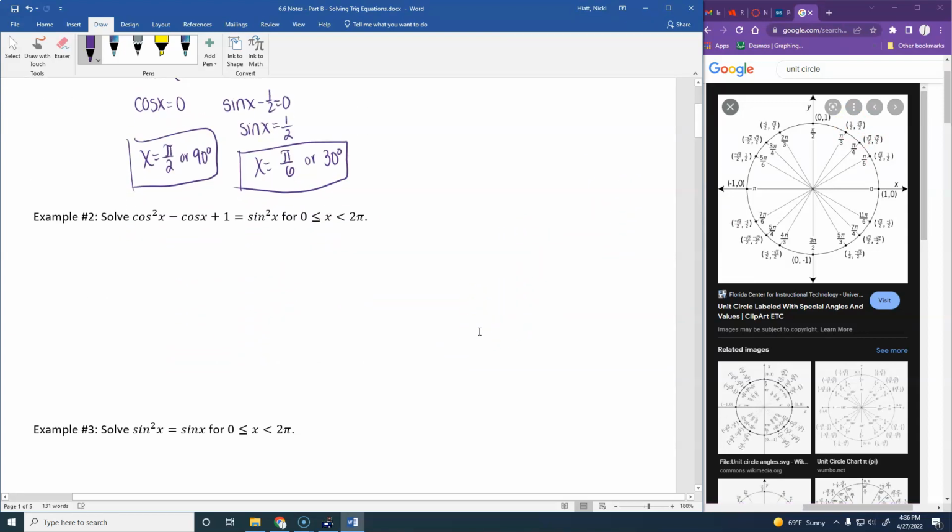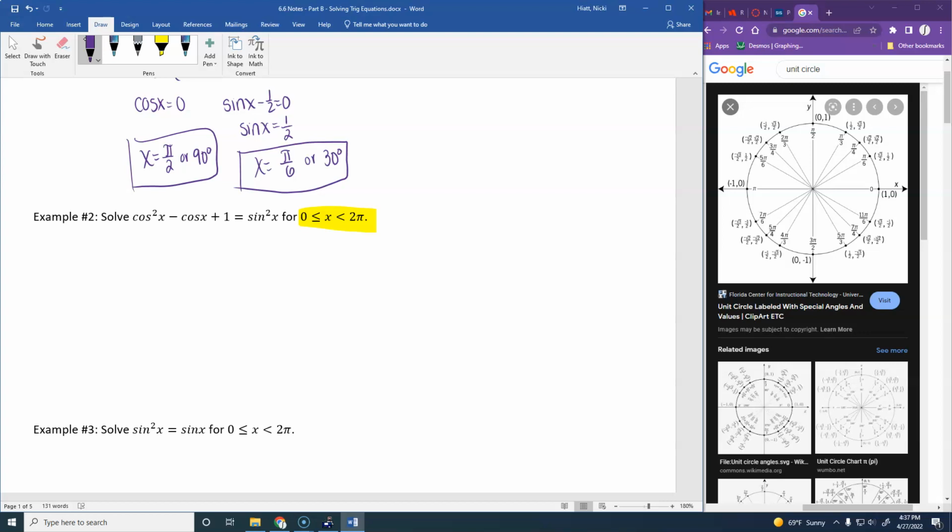Okay. Example 2 is going to be a little bit different. One of the first things that we should notice is that we're looking for 0 less than or equal to x less than 2 pi. So this means that we're not looking for principal values here, but rather restricting our answers to the entire unit circle. So it's going to typically give us a few more answers because we're looking at the whole unit circle here.